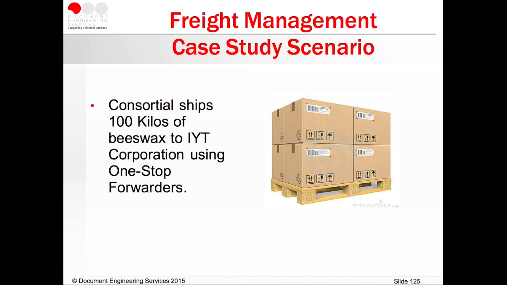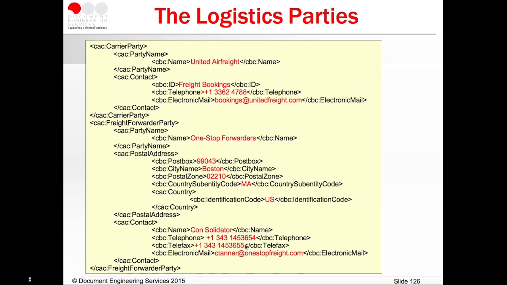Well, it turns out that Consortial are shipping out of their US office to IYT in the UK using a company called One Stop Forwarders. So let's just briefly look at how those parties, the new parties involved in this scenario, would be described. So we have a carrier party here, United Air Freight, and there's some information about their contact. And then the freight forwarder party that we've mentioned before, One Stop Forwarders, and a bit more information about them, their address and their contact.